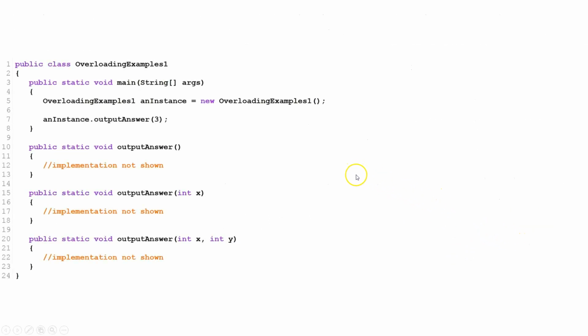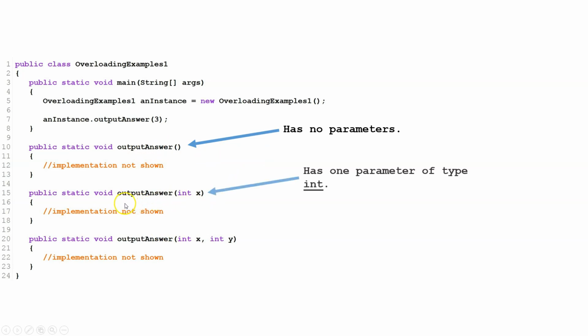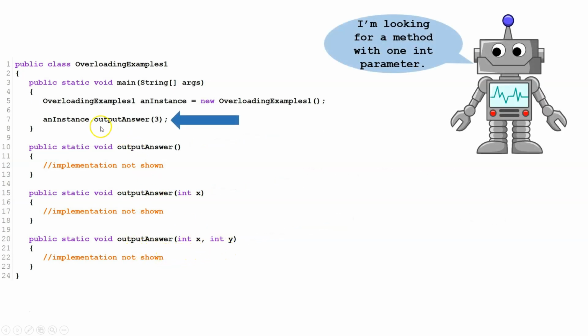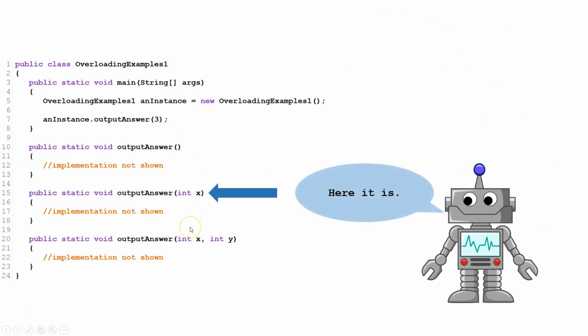Let's look at some examples. We have 3 overloaded methods here. Output answer has no parameters. This output answer has 1 int parameter. This output answer has 2 int parameters. When we call output answer from the main method, we have 1 int argument. The compiler will use this to match it up to the appropriate method. Here it is.